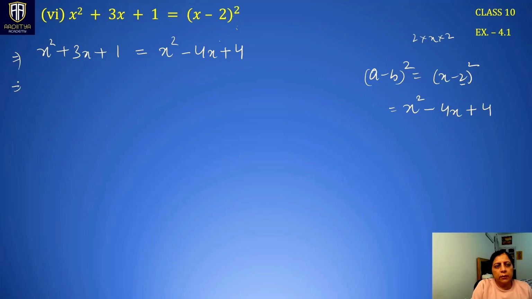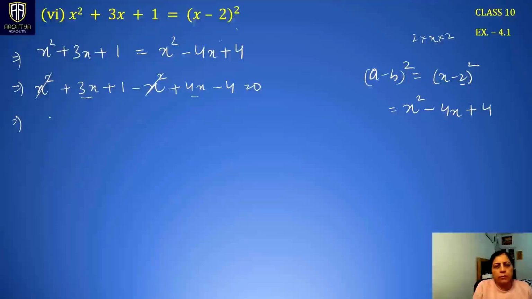So when we simplify it further, we can see that we have to bring all the terms to left hand side. So we get negative x square, positive 4x and negative 4. You can see that these two x square terms are getting eliminated. So we are left with 3x plus 4x, which is 7x. 1 minus 4 is minus 3 is equal to 0.